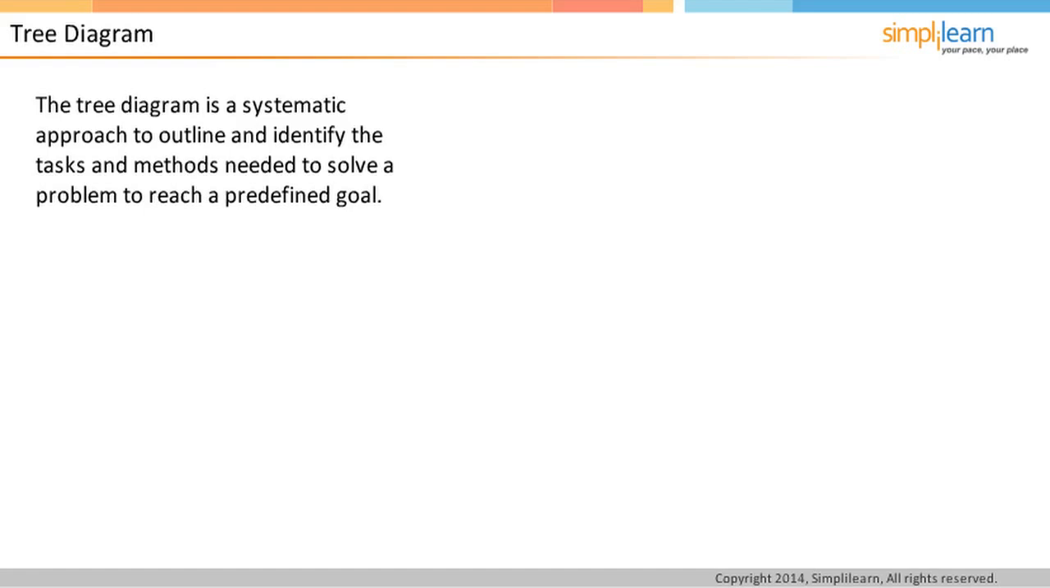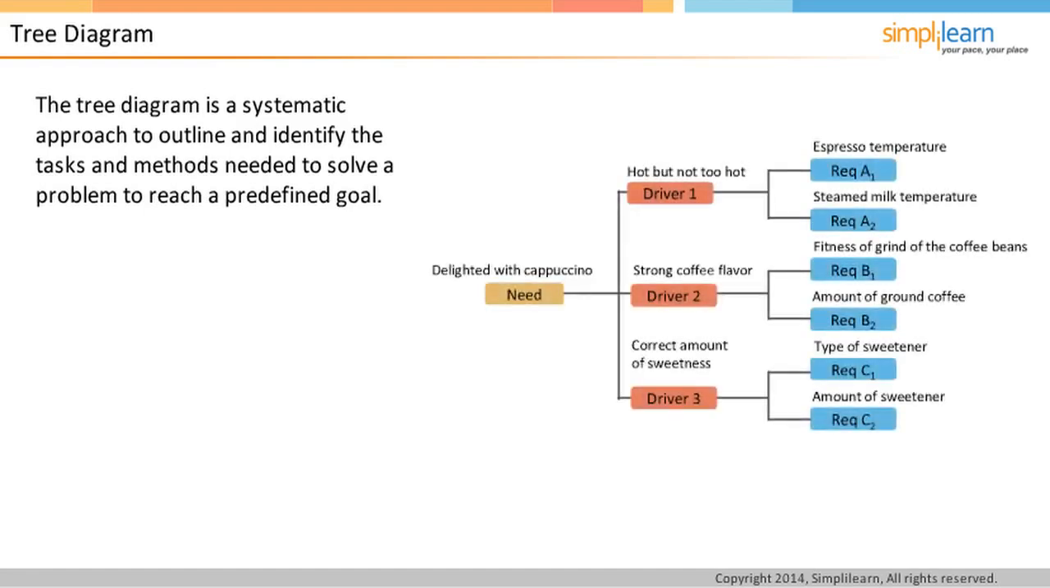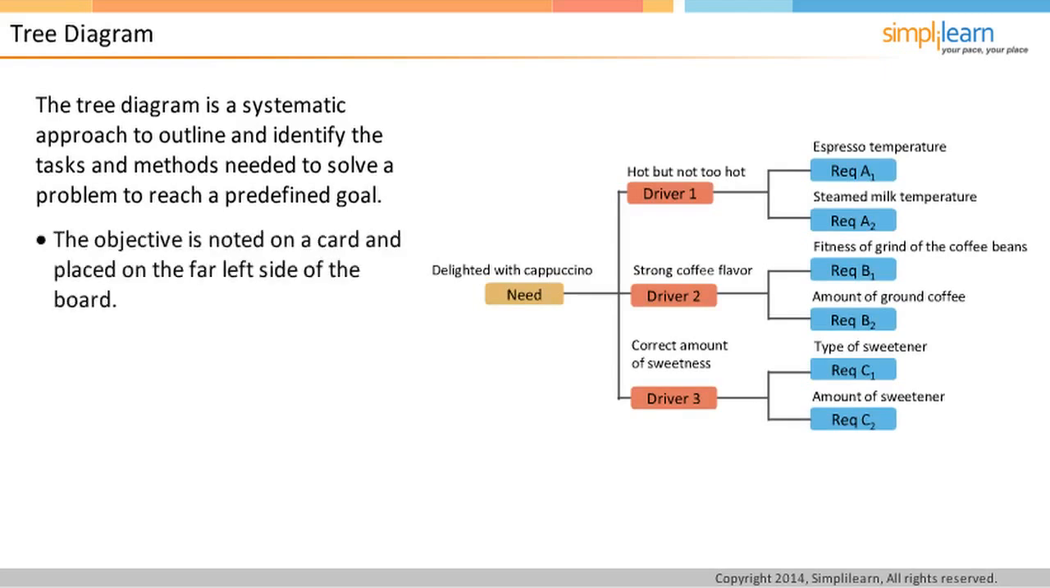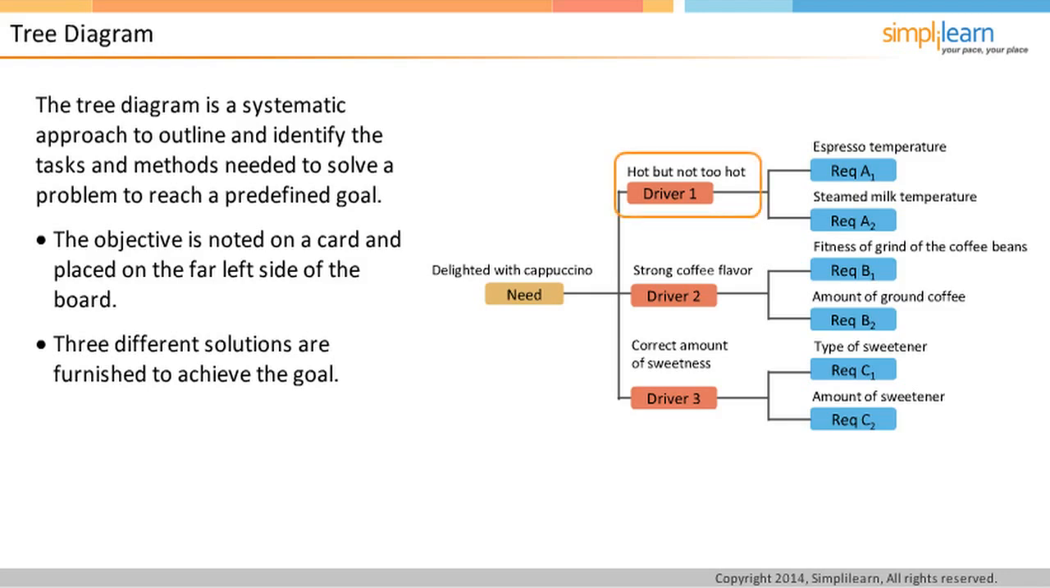The given tree diagram shows the plan of a coffee shop trying to set standards for the coffee it delivers. First, the objective is noted on a note card and placed on the far left side of the board. The basic goal of the coffee shop is to provide a delightful cappuccino experience. In the next step, the coffee shop needs to determine the means required to achieve the goal and furnish 3 different solutions. In other words, the answers to the how or why questions of the objectives. In this case, the cappuccino needs to be at a comfortable temperature, and it should have strong and pleasing coffee aroma with the right amount of sweetness.